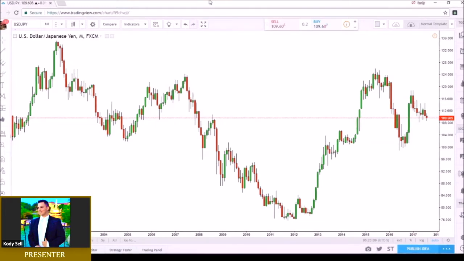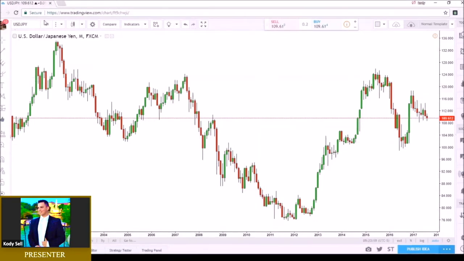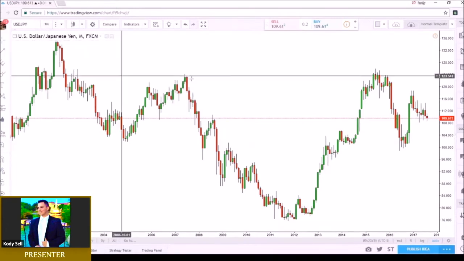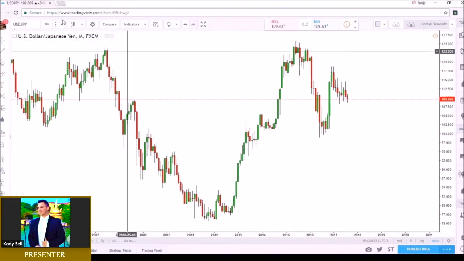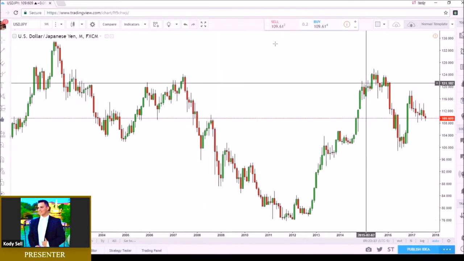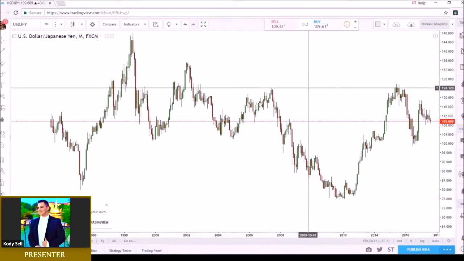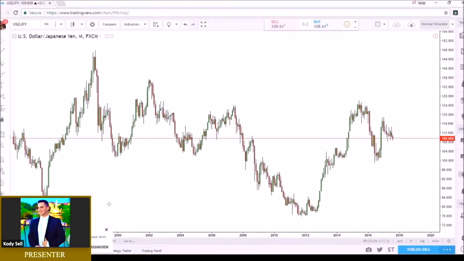Now, the first thing you're going to want to do, I'm going to walk you guys through a top-down multiple time frame analysis, exactly how I will do it in the market. So we're going to start. I've got USD JPY pulled up here, and I'm going to start on the monthly time frame. That is the highest time frame you can pull up. The first thing I want to do is zoom out here and just see where I am in the overall scheme of the market.